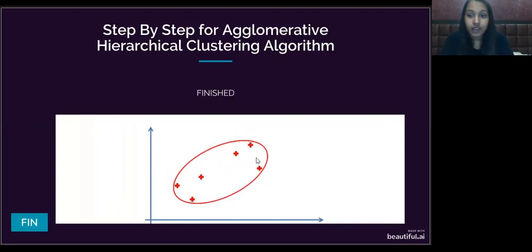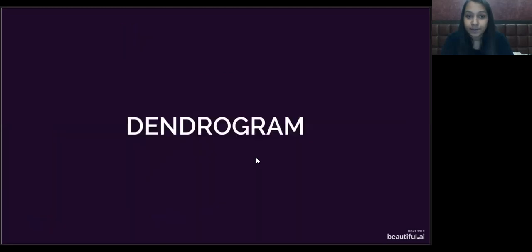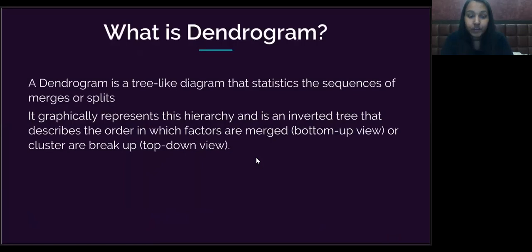Now, the way the hierarchical clustering algorithm works is that it maintains a memory of how we went through this process and formed clusters, and that memory is stored in a dendrogram, which we are going to look at in the next slide. A dendrogram is a tree-like diagram that records the sequences of merges or splits. It graphically represents the hierarchy and is an inverted tree that describes the order in which clusters are merged, bottom-up view, or clusters are broken, top-down view. To get the right number of clusters, we need to know about the dendrogram.